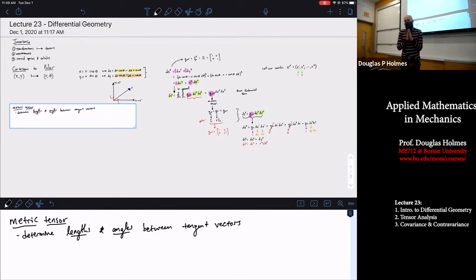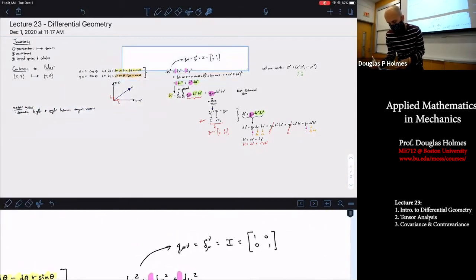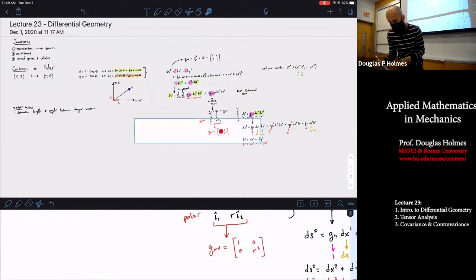The thing I want to say is that tensors, like the metric tensor, don't change when you change coordinate systems. What changes is the components of the tensor. What changes is the stuff inside the matrix here, whether it's this thing here, which is a 1 and a 1, or this thing here, which is a 1 and an r squared. Tensors do not change under transformation. Their components do.